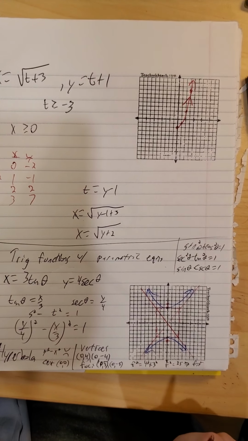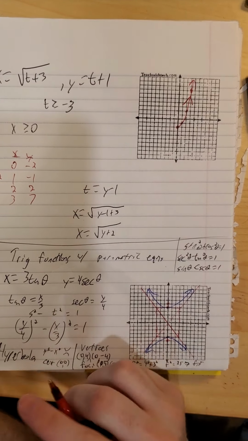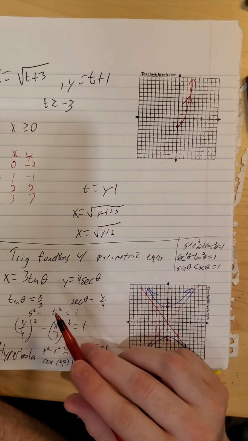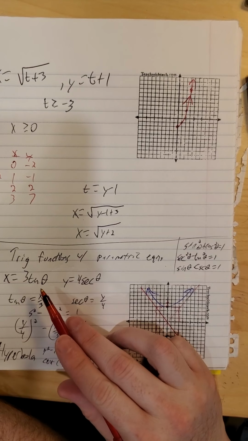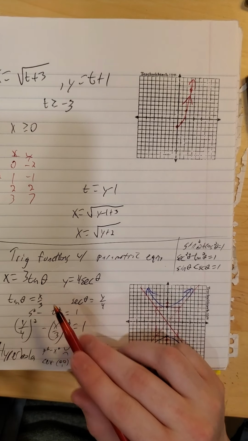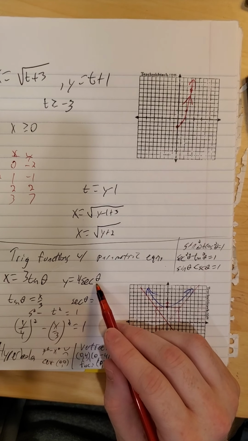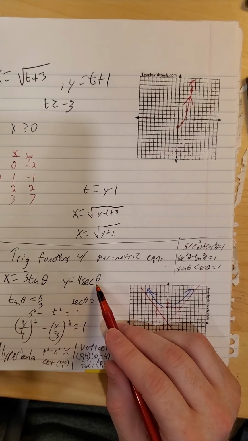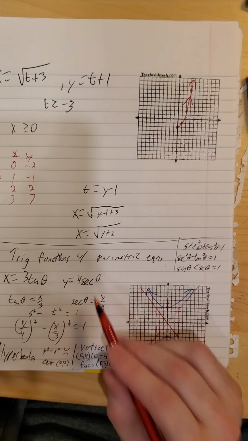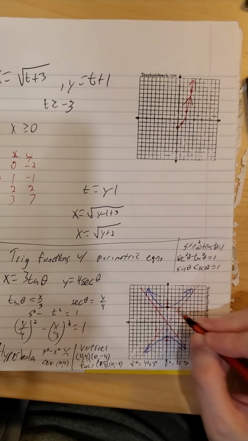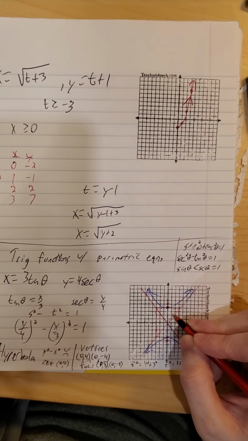And we can just use a couple of sort of test points. If theta is 0, tangent of 0 is 0, and if theta is 0, secant of 0 is 1. So we're starting at this point. This is our starting point, 0, 4.